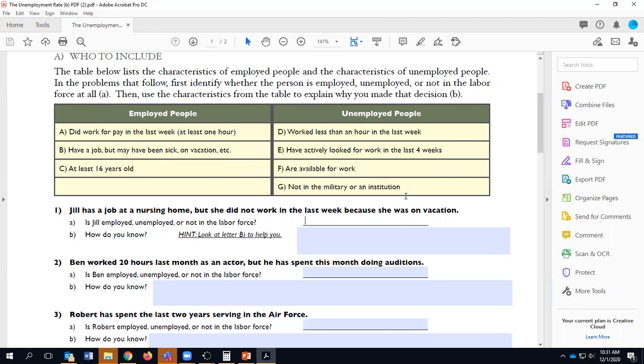She's unemployed? She's employed. She was on vacation. So how do you know? Yeah, she was on vacation. So letter B.